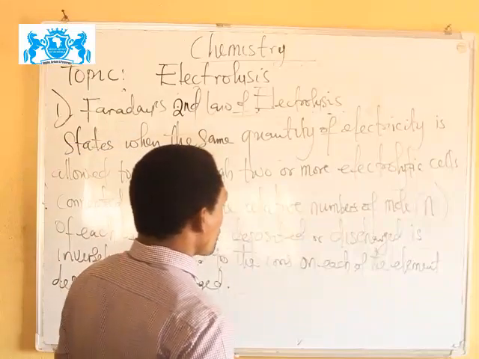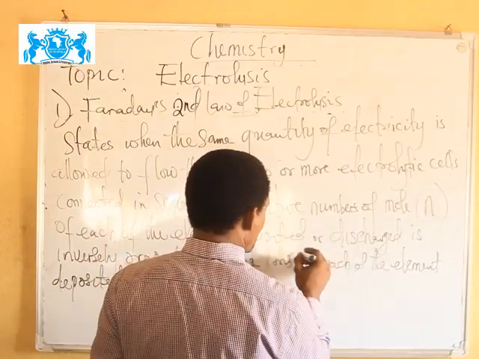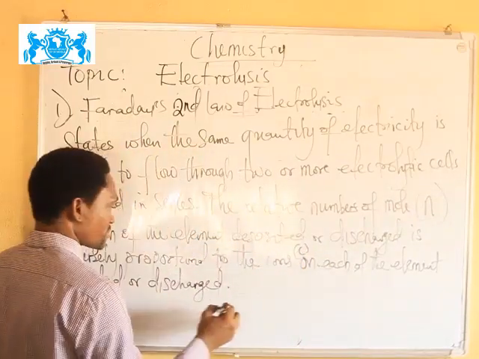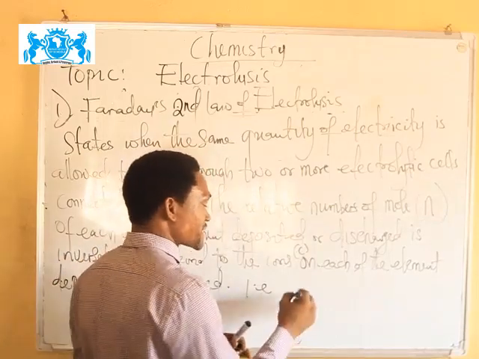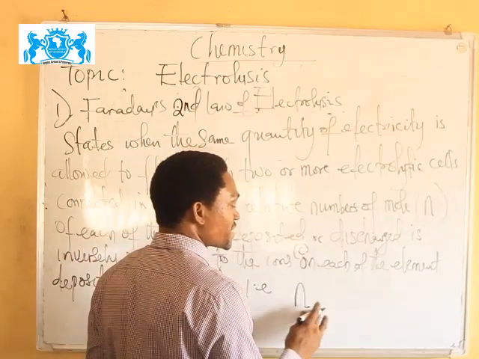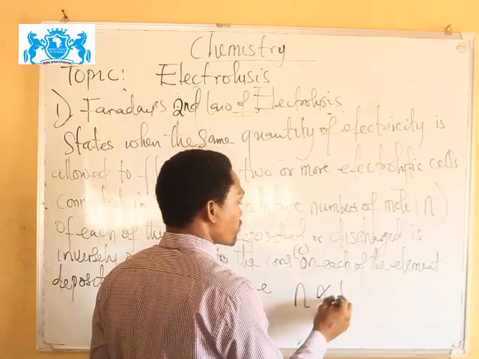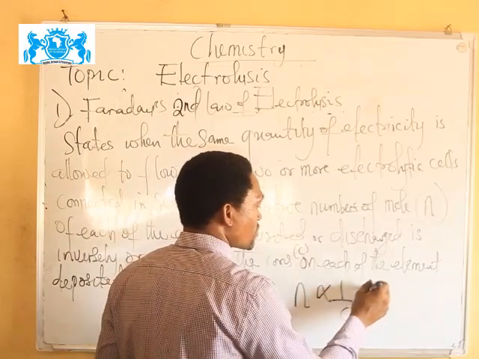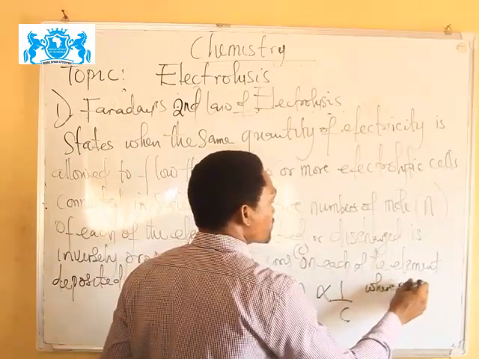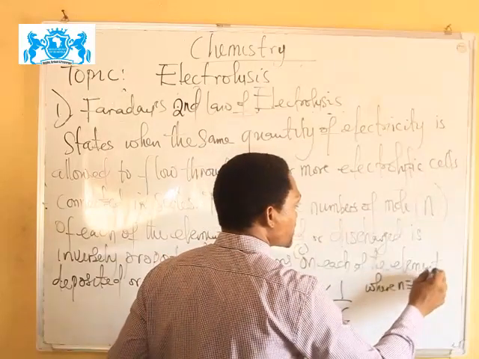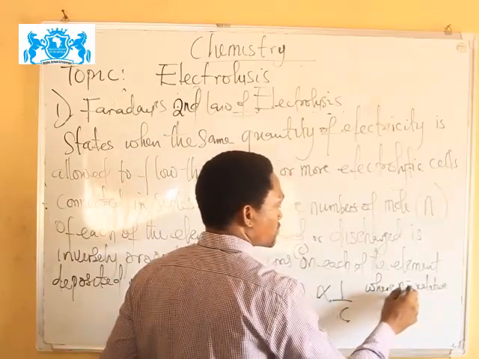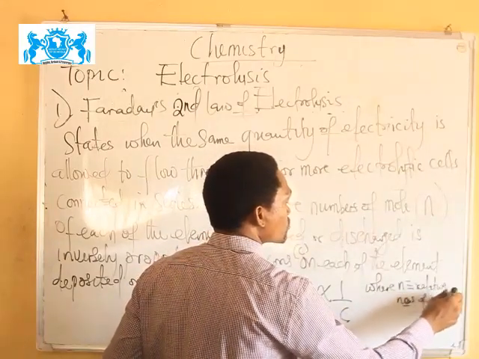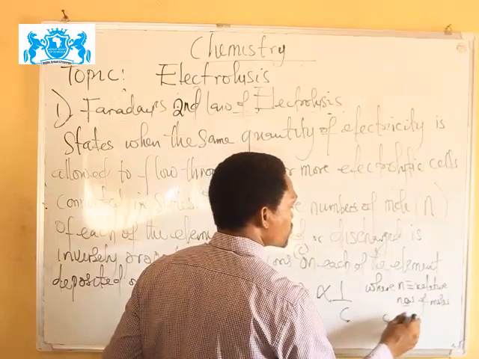So the charge on the ions, we're going to represent it as C. That is to say, mathematically, that n, which is representing the number of moles, is inversely proportional to the what? Charge. So the charge here is C, where n represents relative numbers of moles and C represents charge.